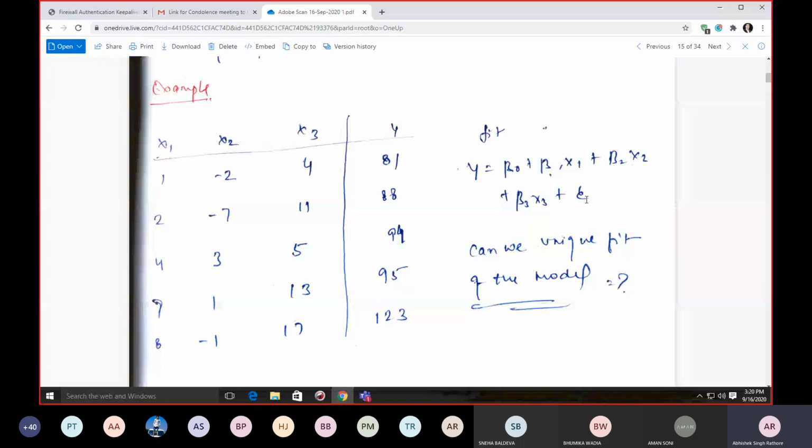So the question arises: can we uniquely fit this model? When we have linear dependence in this model, at least one column or row should be 0. Let's say we have few equations and more unknown variables. When we have few equations and more unknown variables, we don't have a unique solution available for our model.